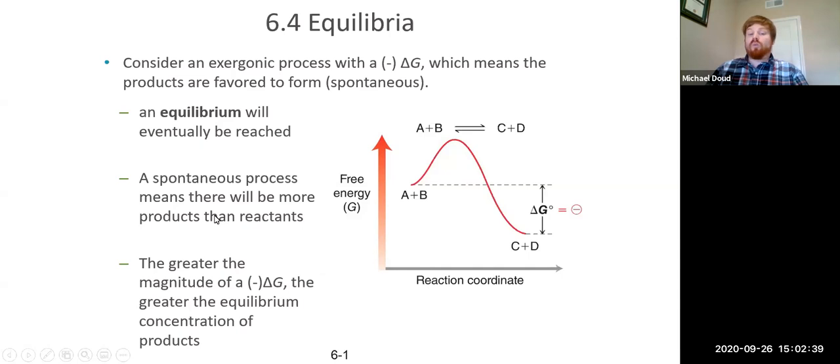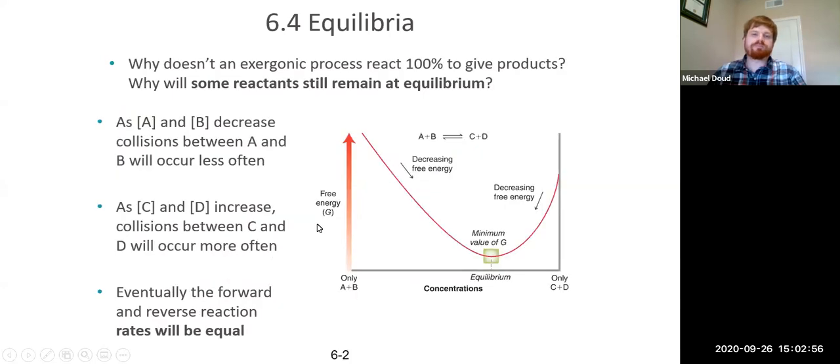So this spontaneous process is going to result in more products than reactants, but the reverse reaction can still occur, where you can have some of C and D colliding together to produce A and B. Ultimately though, the exergonic processes don't give us 100% of our products.